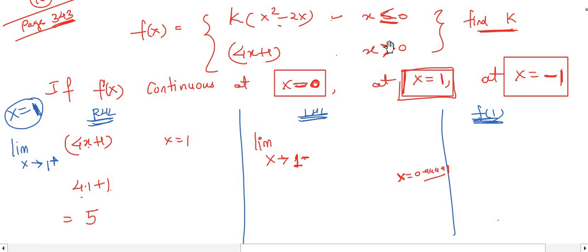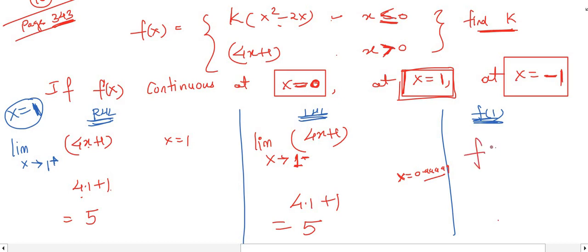0.999 is still more than 0. So I should take this because it is not less than 0. 0.999 x value. Okay. So for 1 minus, we should take this one because it is still more than 0. So it is 4x plus 1. Now you put 1, 4 into 1 plus 1, which is again 5.